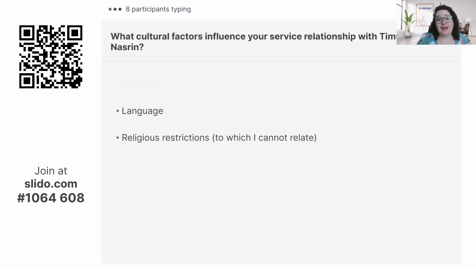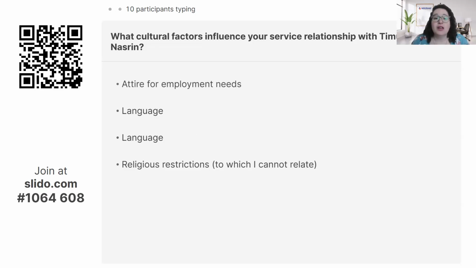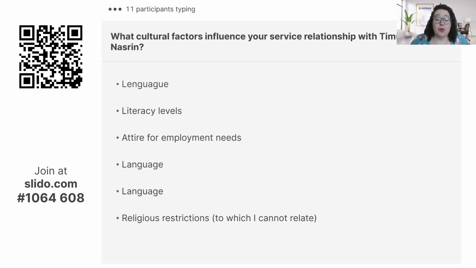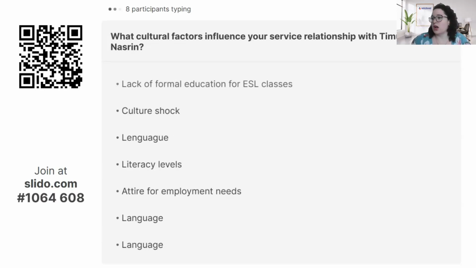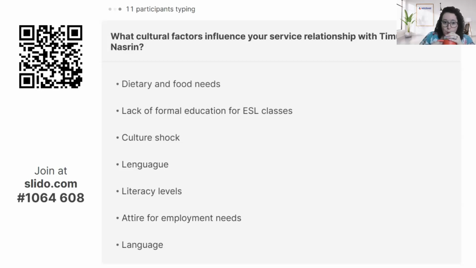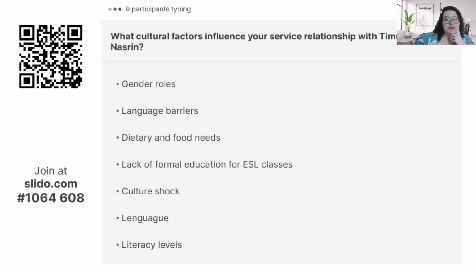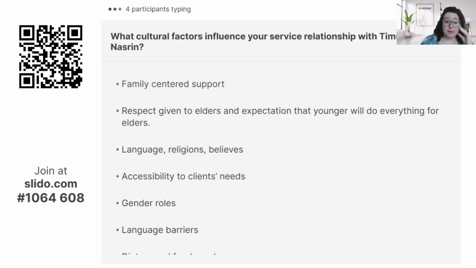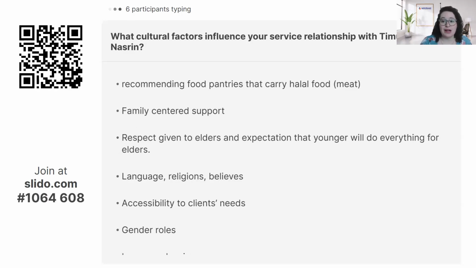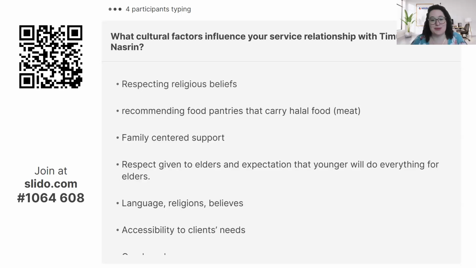Religious restrictions to which I cannot relate. I appreciate that. What are the pieces of their religion that I don't understand? So I need to learn more about and just kind of approach openly and respectfully. Language, how do they dress for employment needs? That's a really good specific one. Their literacy levels, their culture shock, absolutely. Lack of formal education for ESL classes, dietary and food needs, gender roles, accessibility, absolutely. Respect given to elders and expectation that younger will do everything for elders. That might be an expectation you have to manage in that service relationship.